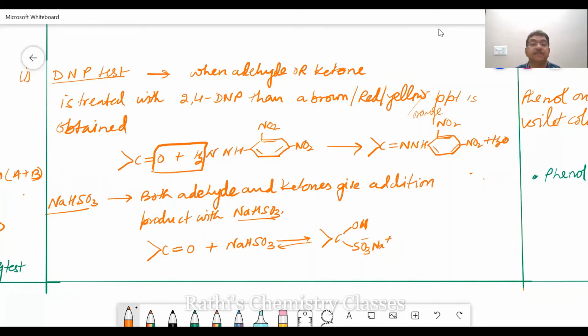The product obtained here is 2,4-dinitrophenylhydrazone. Both aldehydes and ketones also give an addition product with sodium hydrogen sulfite, and that also shows the presence of an aldehyde or ketone. But an important point: aldehydes are much more reactive than ketones.